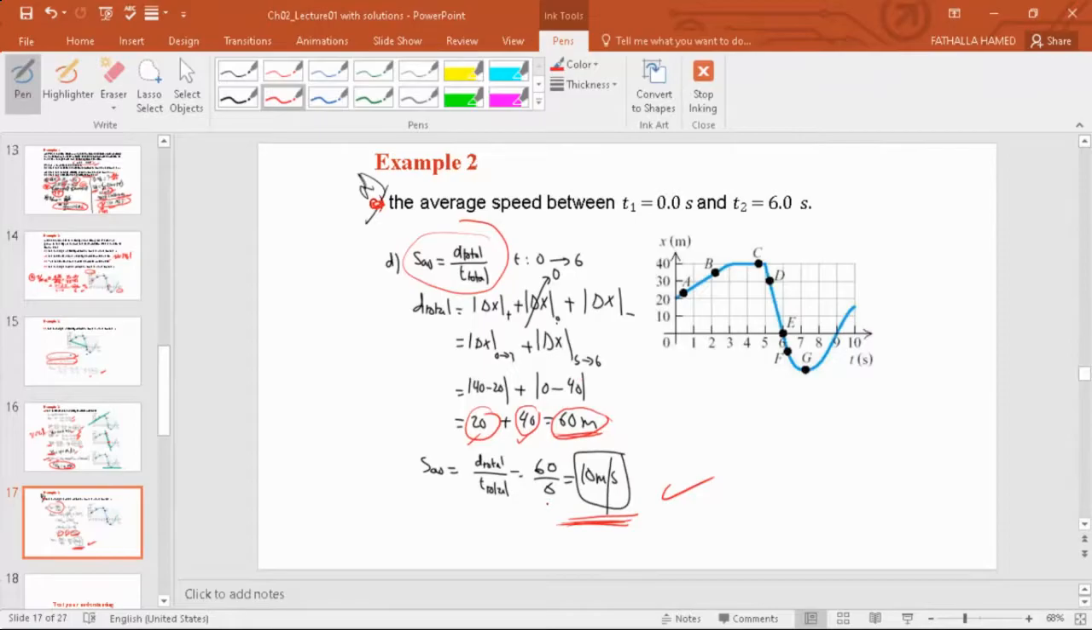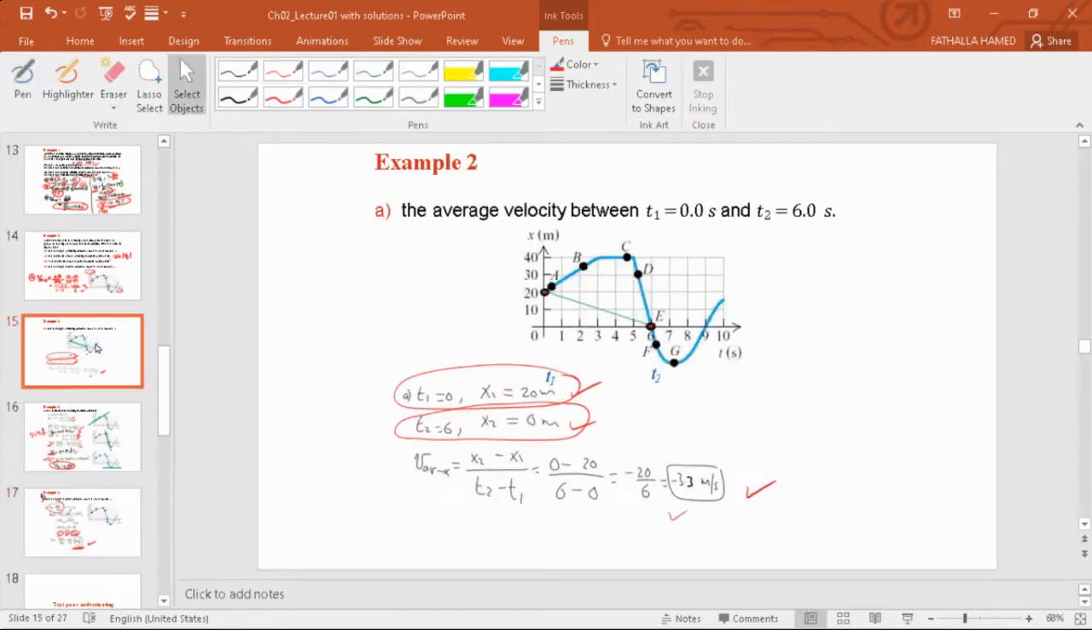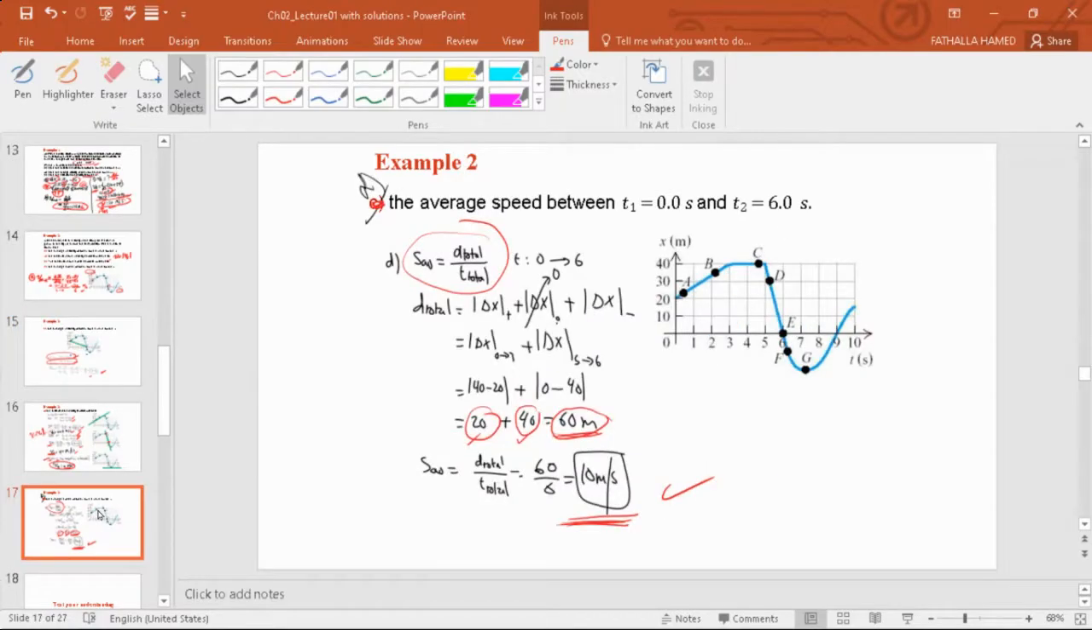And if you divide 60 by 6, you get 10 meters per second. That's your average speed. Your average velocity was minus 3.3 meters per second. And you can see here that your average speed and your average velocity are not related. Is this clear?